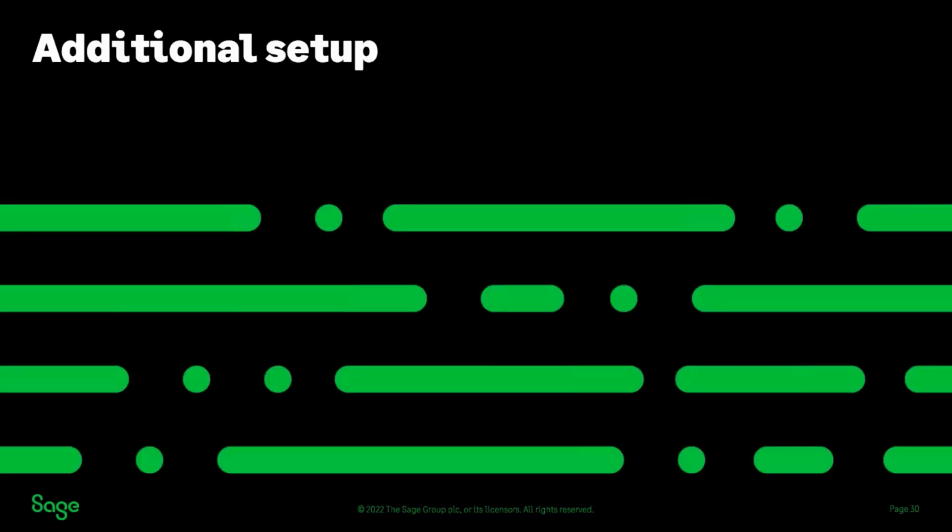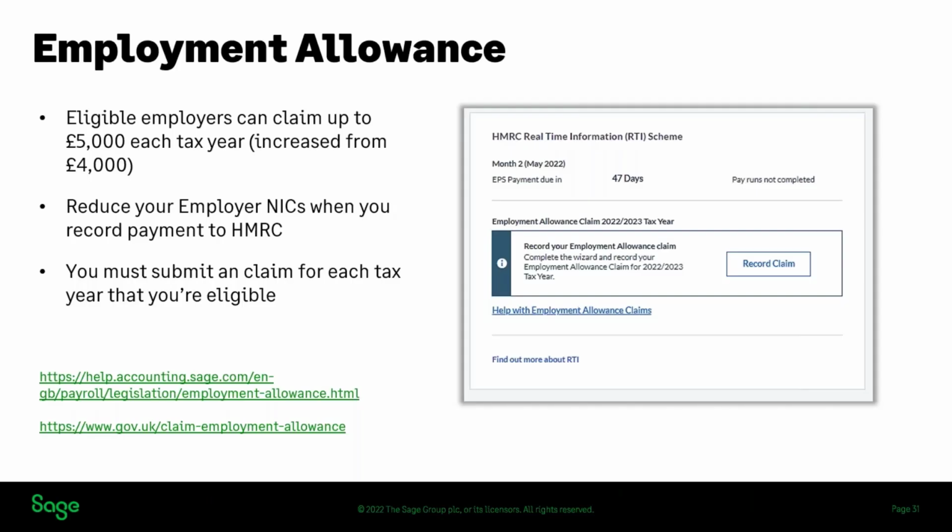So last thing I'm going to cover, just for the last 5 minutes or so, is additional setup. We're going to start with employment allowance. This is a government scheme which allows eligible employers to claim up to £5,000 each tax year by reducing the employer national insurance contributions when recording payments to HMRC. If you're eligible for employment allowance, you do need to submit a claim for each tax year.